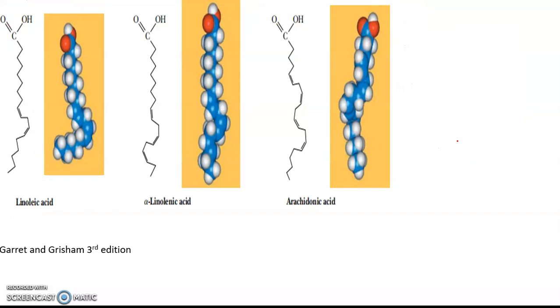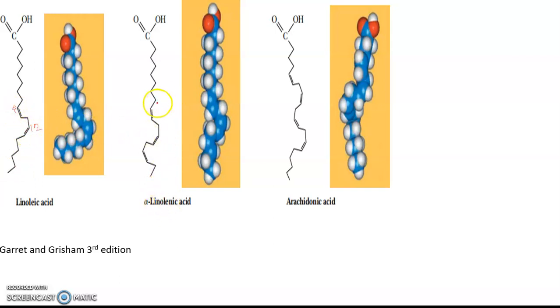So this is linoleic acid, alpha-linolenic acid, and arachidonic acid. Linoleic acid has 18 carbons: 1, 2, 3, 4, 5, 6, 7, 8, 9, 10, 11, 12, so there is a double bond at carbon 9 and at carbon 12. Then 13, 14, 15, 16, 17, 18. So this is an 18-carbon atom acid having double bonds at carbon 9 and carbon 12. So this is a polyunsaturated fatty acid.